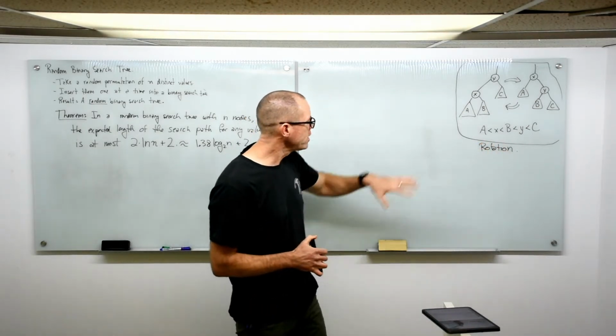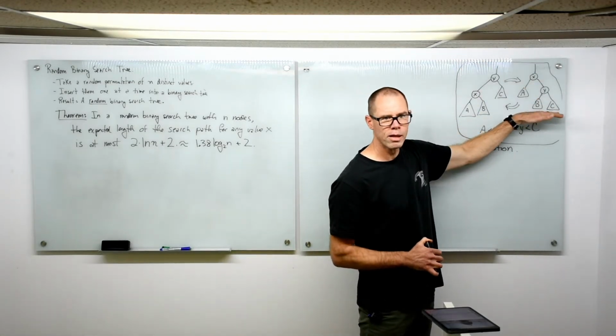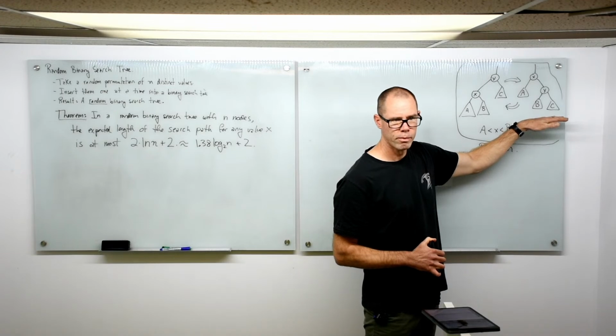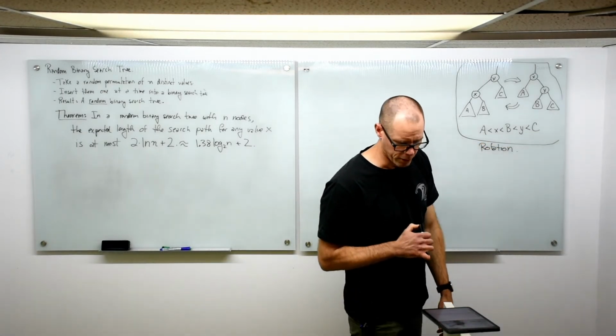So if this is a binary search tree and I do a rotation, then the thing that I still have is a binary search tree. So I can still search in it and it will correctly find the things that I'm looking for.